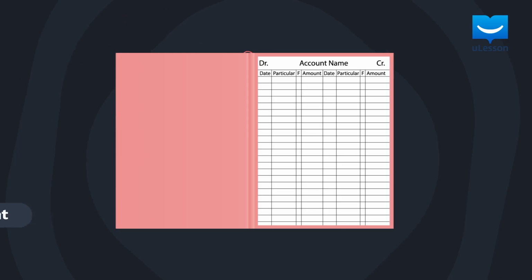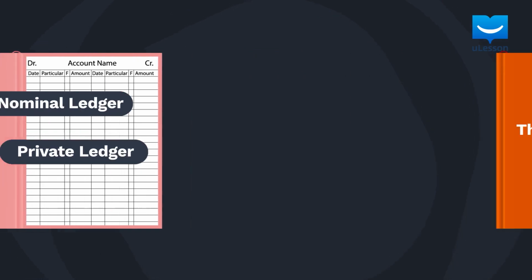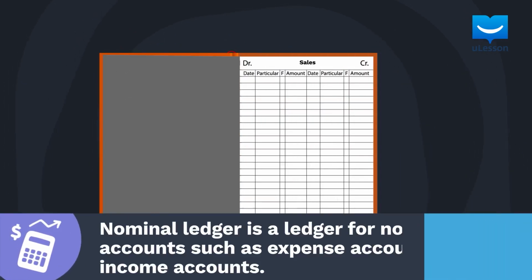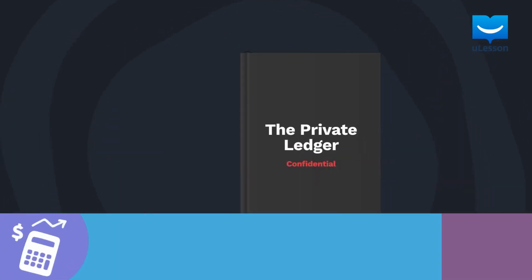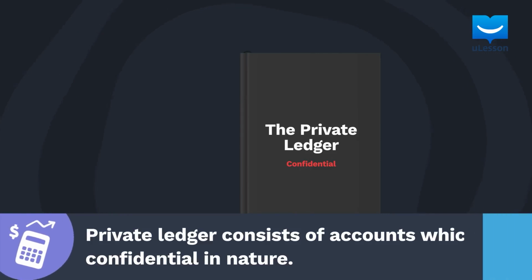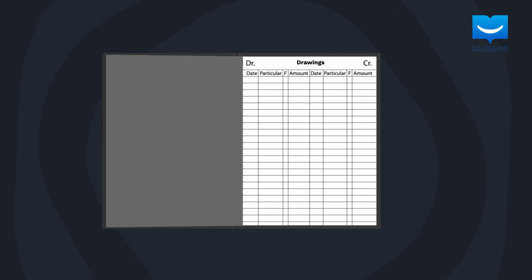The general ledger may be further subdivided into two: the nominal ledger and the private ledger. The nominal ledger is a ledger for nominal accounts such as expense account and income account, while the private ledger consists of accounts which are confidential in nature. Examples include capital, drawings, salaries, and so on. These accounts are only accessible by selected individuals.